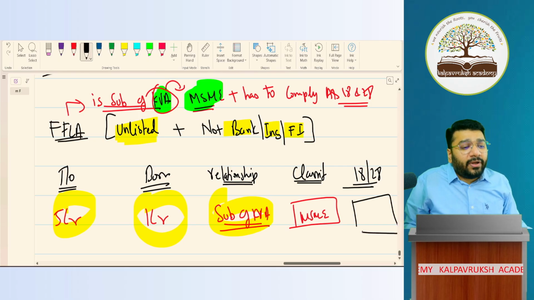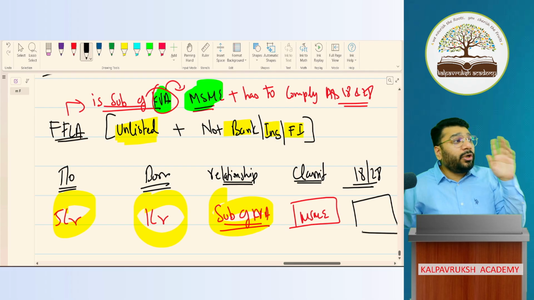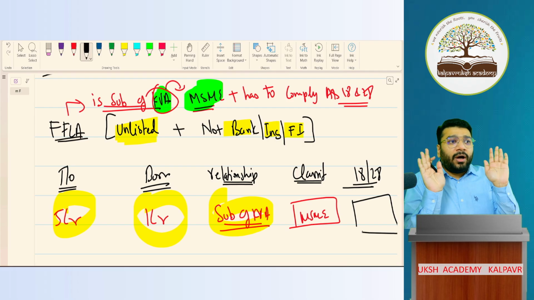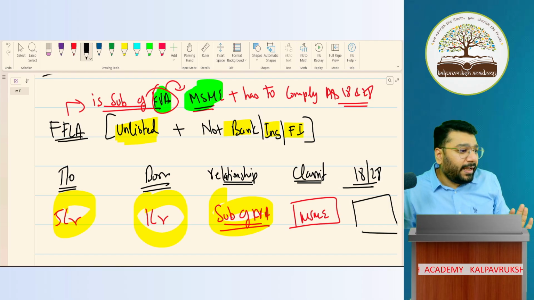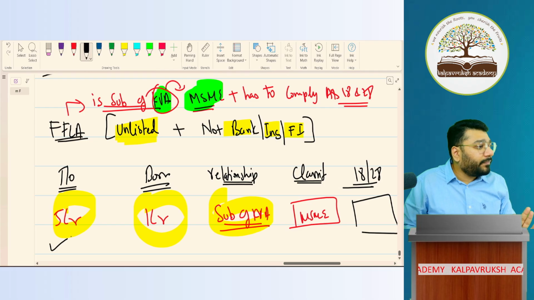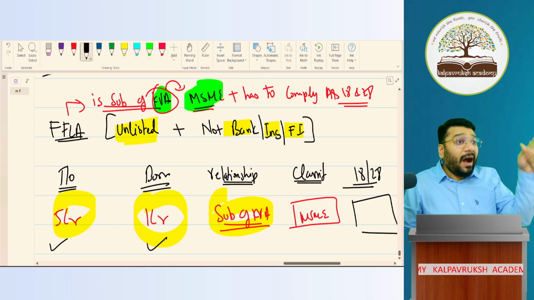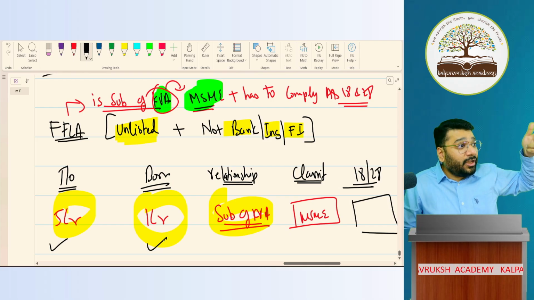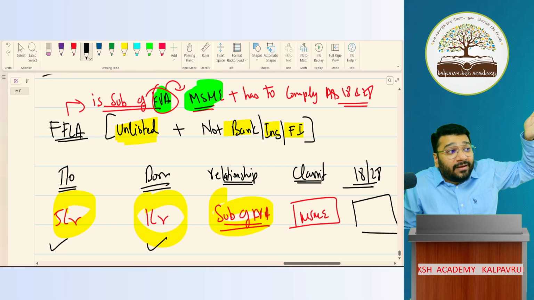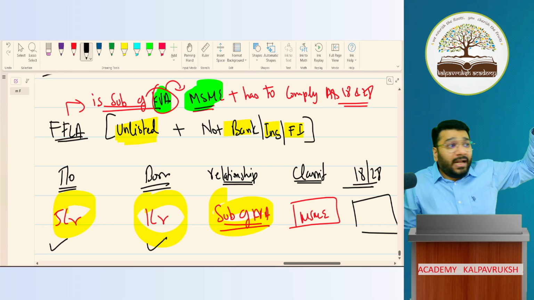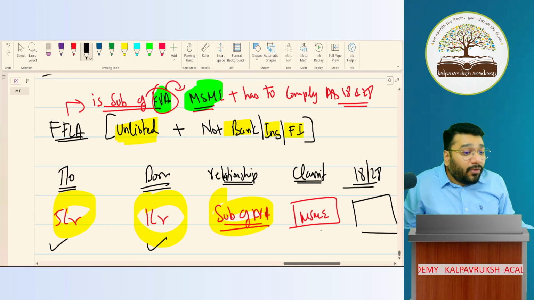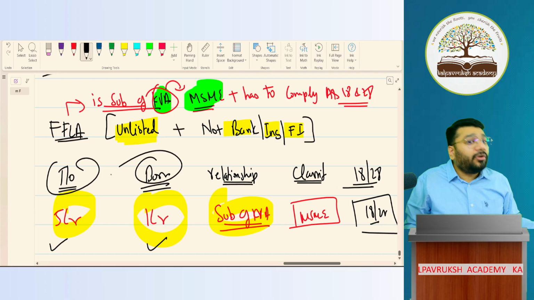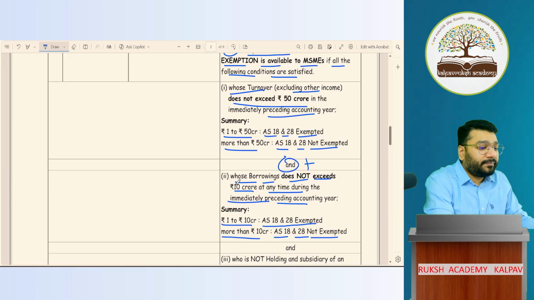Now, what are the 3 conditions for AS 18 and 28? First condition, your turnover should be from 1 rupee to 50 crore. If it is within that, you are MSME and need not follow AS 18 and 28. My turnover is within limit and my borrowing also within limit. But I am a related party of that organization who has to follow AS 18 and 28. So if my elder brother is following AS 18 and 28, then I also have to follow. Will I look into turnover criteria and borrowing criteria? No. That is the last point.